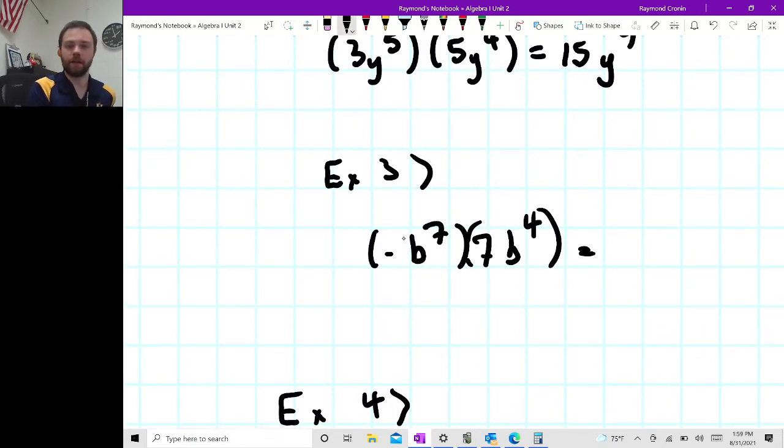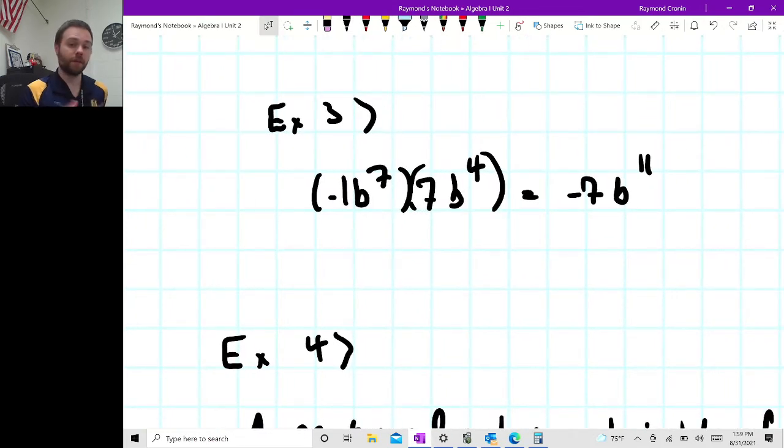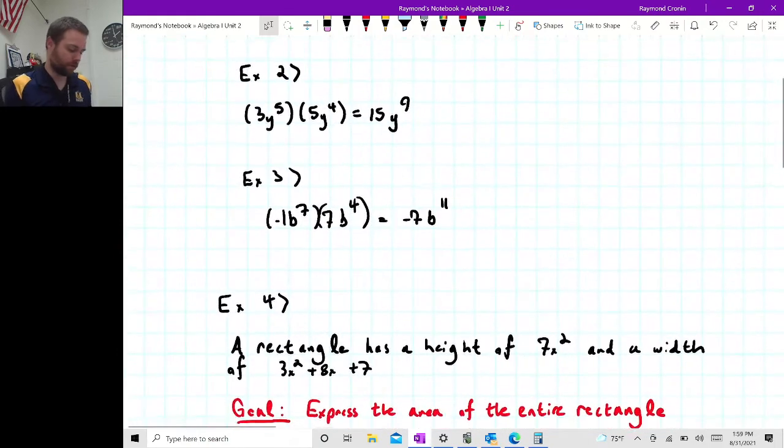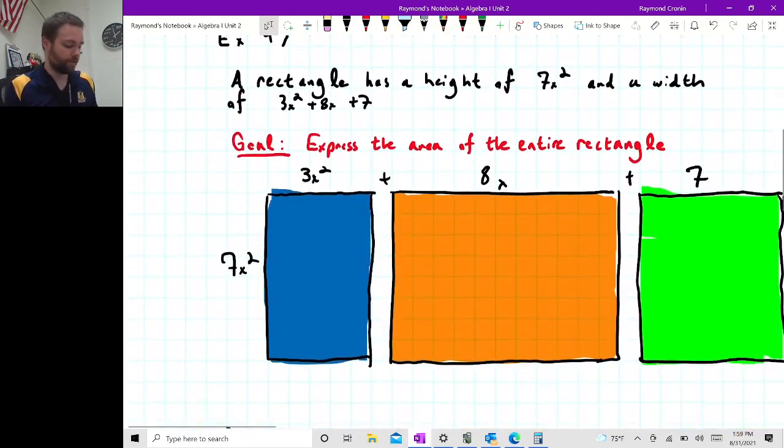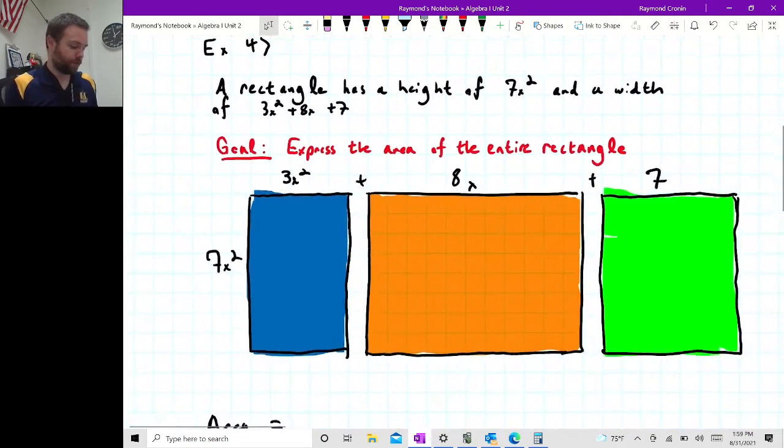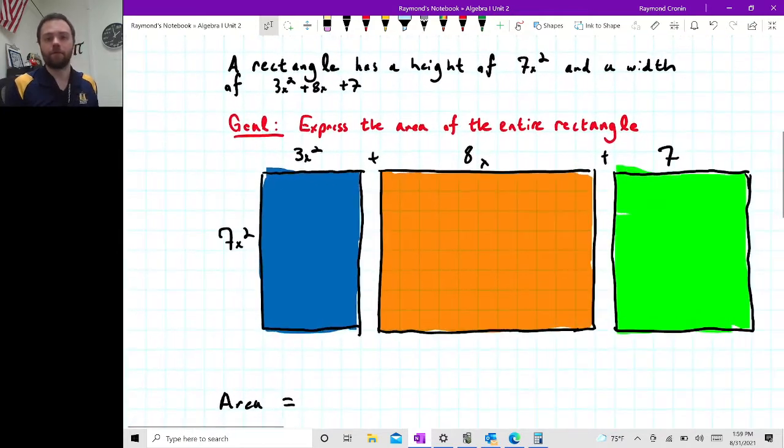So hopefully you've done that. You've got negative 1 times 7, which is negative 7. And then b to the seventh times b to the fourth is going to be b to the 11th. And that's really it for just multiplying monomials. It gets a little tougher, so I'd like to introduce this. But it's really essentially the same thing with more than one number.